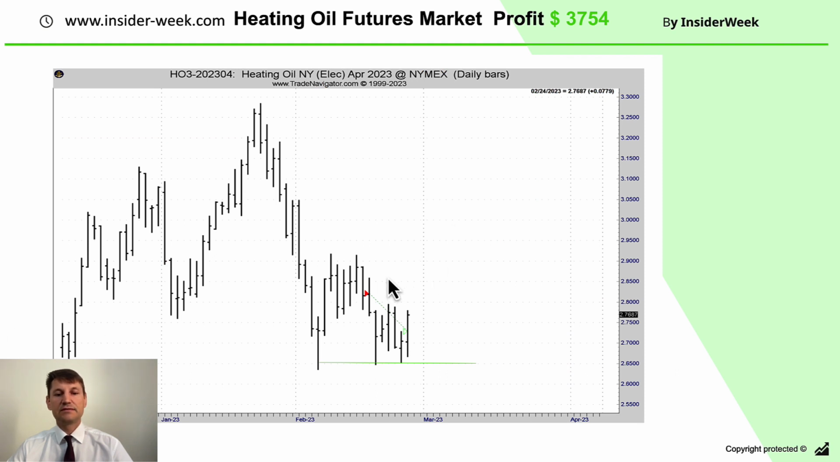We opened a short position, and the market went down until the resistance. Then on Tuesday it was clear that the resistance held, and we moved the stop close to the market, and we were stopped out with a profit of $3,754.